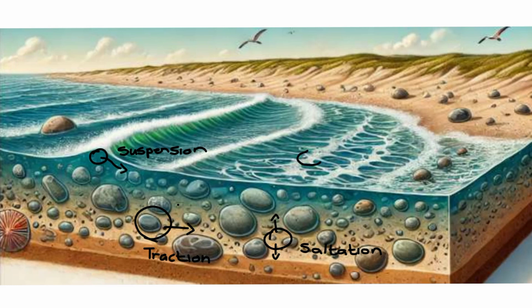Lastly, we have solution. Now this is for dissolved materials, and especially minerals like calcium, magnesium, and sodium, which are transported with the water as chemical ions. So these materials dissolve into the water and cannot be seen with the naked eye. Now it occurs in all types of flow as the materials are dissolved and not visible. They're commonly in areas where water interacts with limestone or chalk, which dissolves easily.